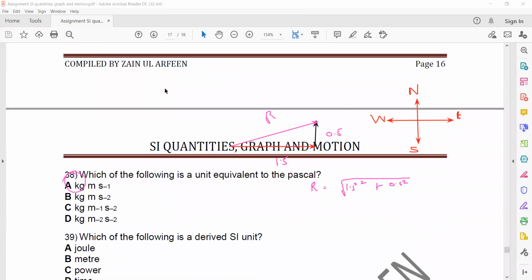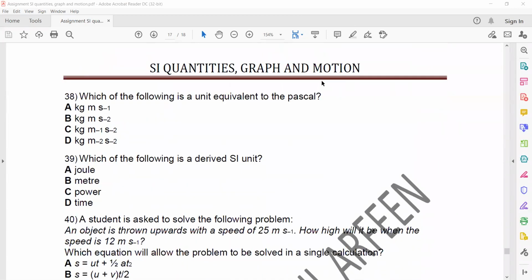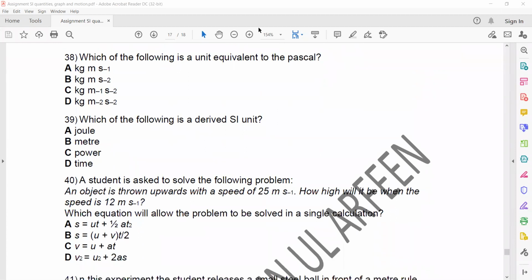The next question: which of the following is a unit equivalent to Pascal? It's a repeated question. C is the right answer. Which of the following is a derived SI unit? Joule is a derived unit. Meter is a base unit. Power is a derived quantity, not a unit. And time is a base quantity, not a unit. So we are finding a derived SI unit, so that's Joule, which is a unit of energy or work done.